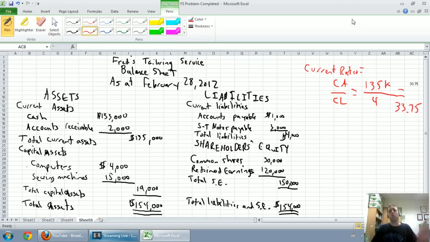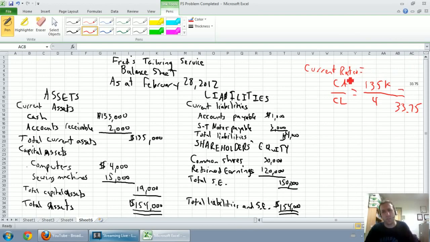33.75. Now, a couple of rules of thumb here. 1.5 is thought of as a pretty magic number. If it's over 1.5, the company's safe. Less than 1.5 might be a little risky. 33.75 is very high. This company's very safe.